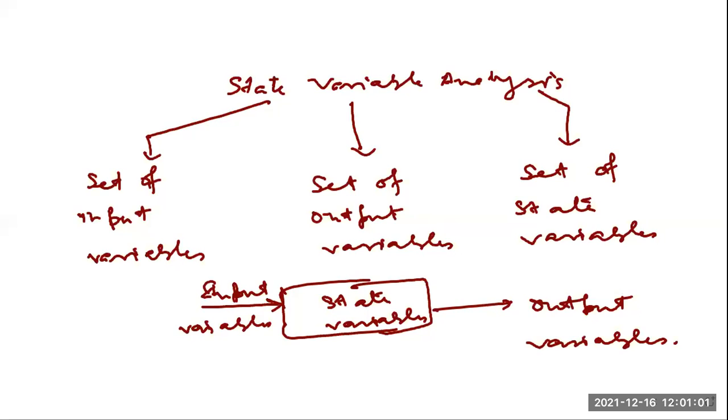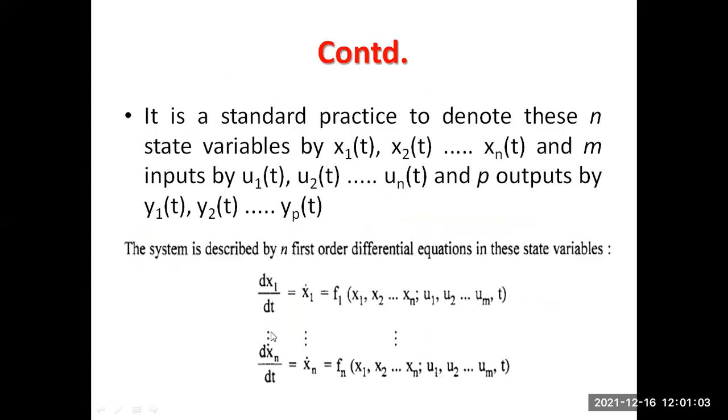Yes, sir. Okay. So the system is described by n first order differential equations in the state variables. So let us consider n first order equations. That means dx1 by dt equals x1 dot. Normally this dx1 by dt is represented by x1 dot, and dx2 by dt is x2 dot.